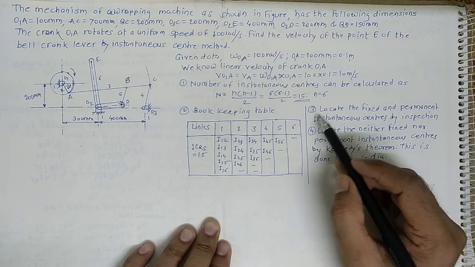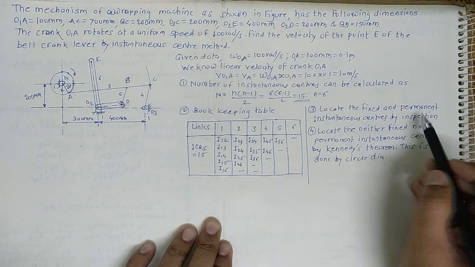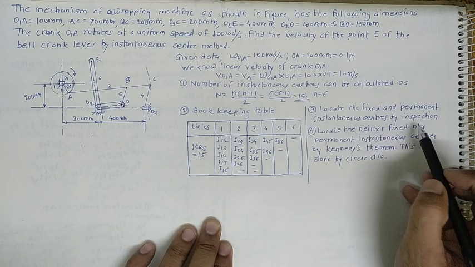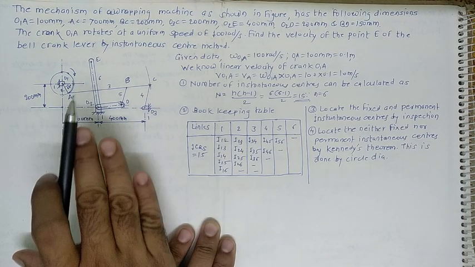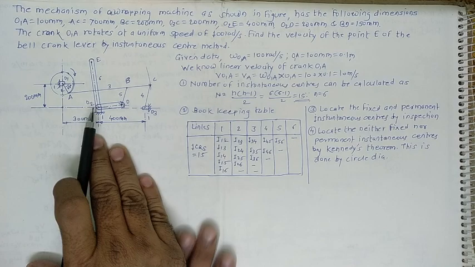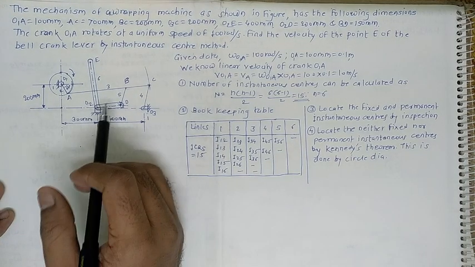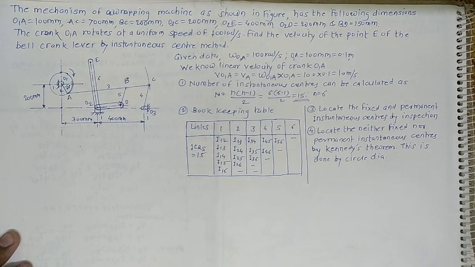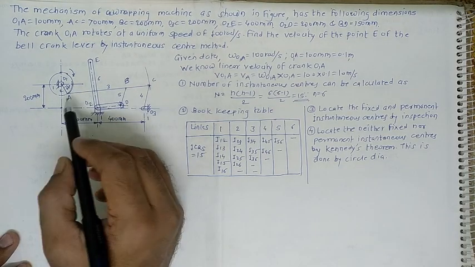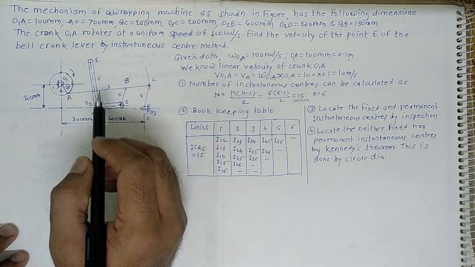So what's about this step? Locate the fixed and permanent instance centers by inspection. For that, do the inspection or observation of this diagram. Here this diagram is already drawn with some scale. Now let's see how to draw that diagram.